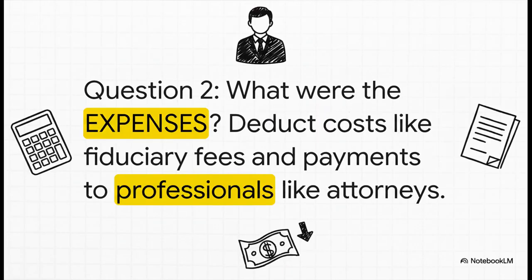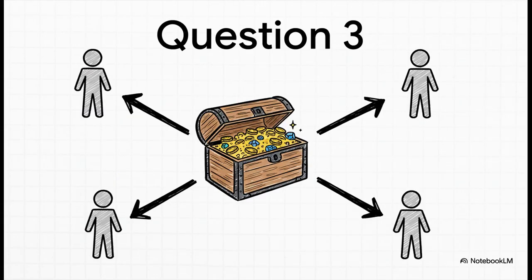Next up, the form asks about deductions. This is where you get to list all the costs of managing this thing. And importantly, this includes any fiduciary fees for your own work, plus payments to the pros you hired to help, like lawyers and accountants. And here's where a 1041 gets really unique.